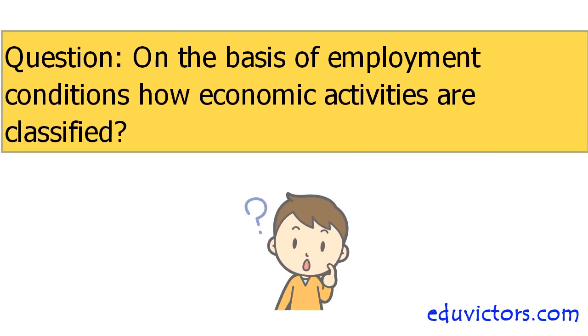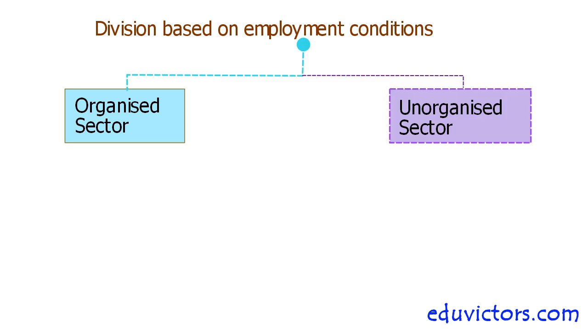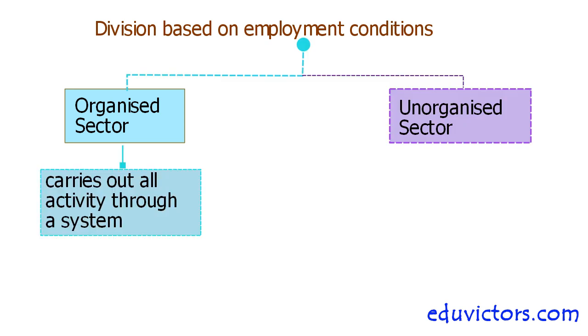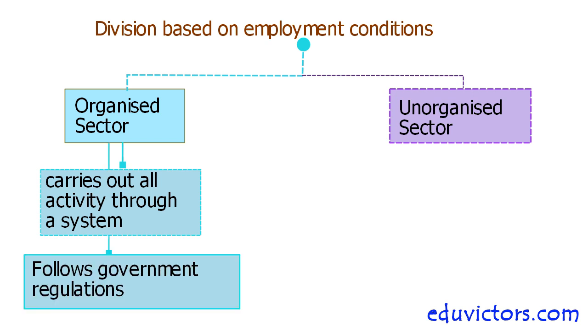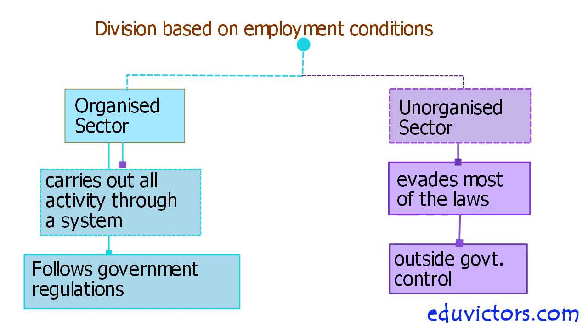On the basis of employment conditions, how are economic activities classified? On the basis of employment conditions, activities in the economy are classified into organized and unorganized sectors. Organized sector, the sector which carries out all activities through a system and follows government regulations. Unorganized sector, the sector that evades most of the laws and is outside the government control.